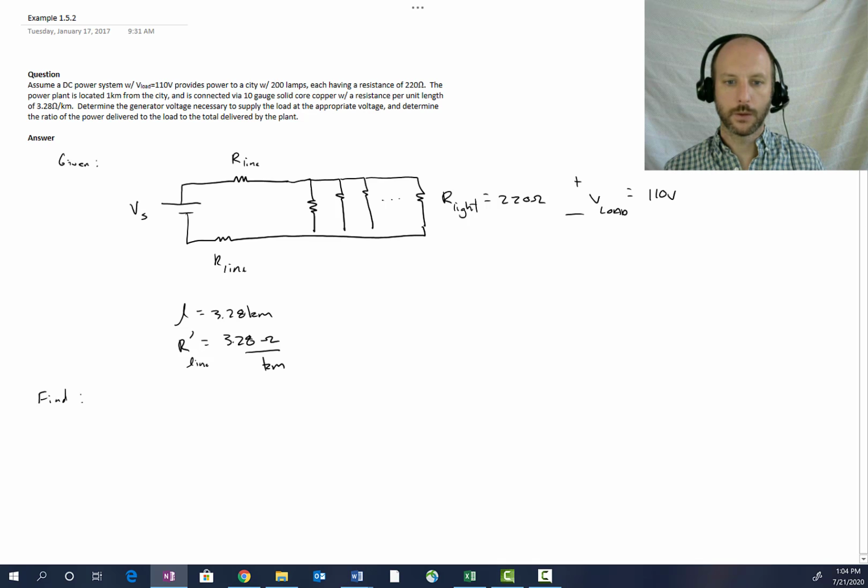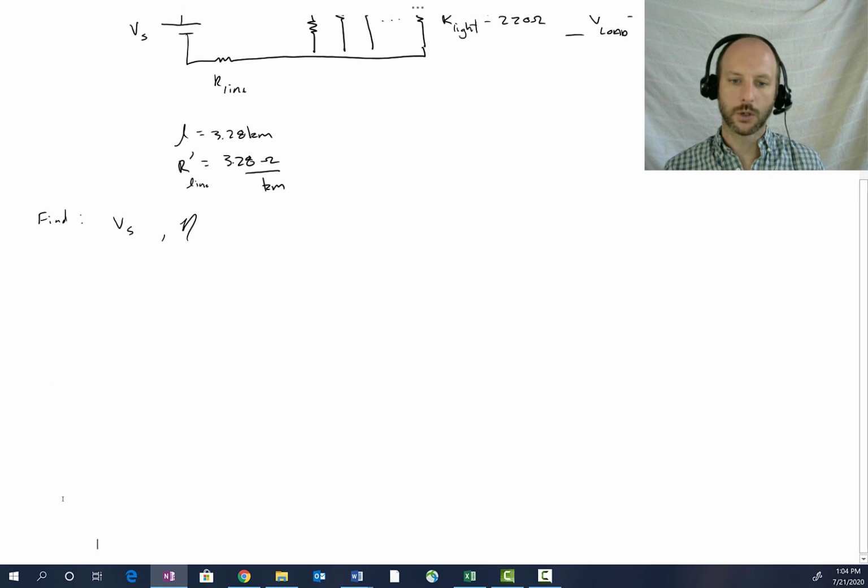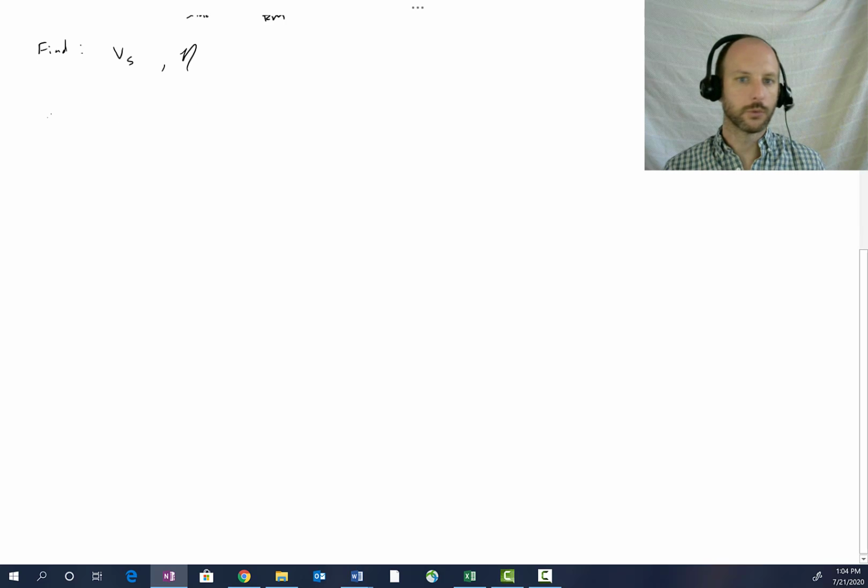So what we're asked to find is what is the source voltage necessary to deliver a load voltage of 110 volts, and then what is the total efficiency of the system. In essence, what's the ratio of power generated to power delivered to the load.